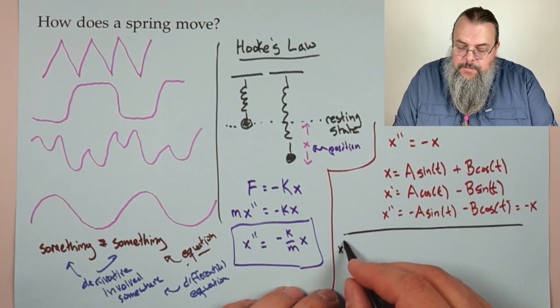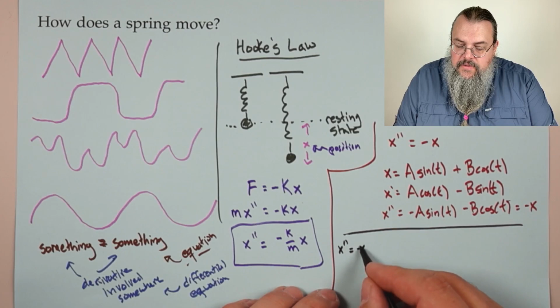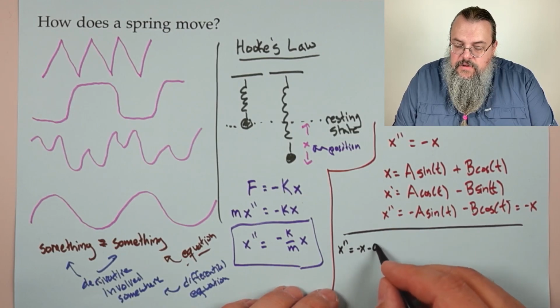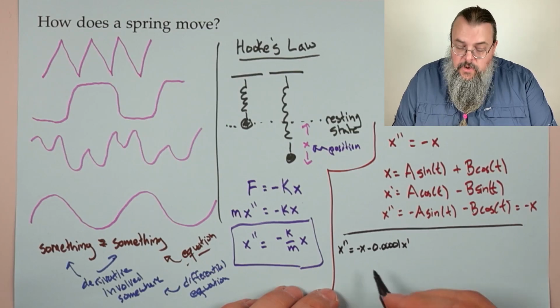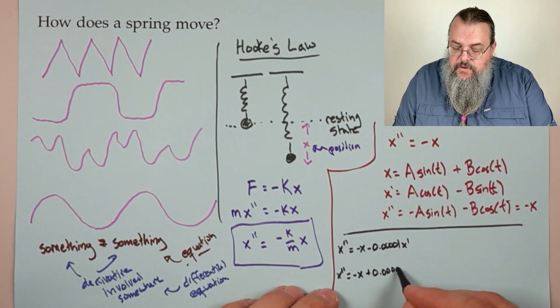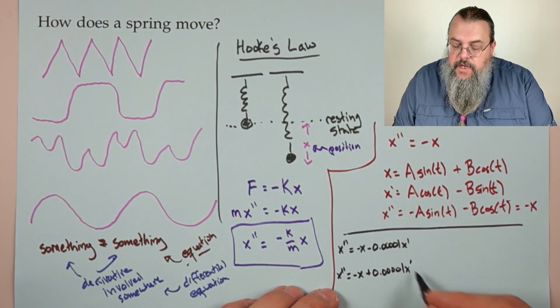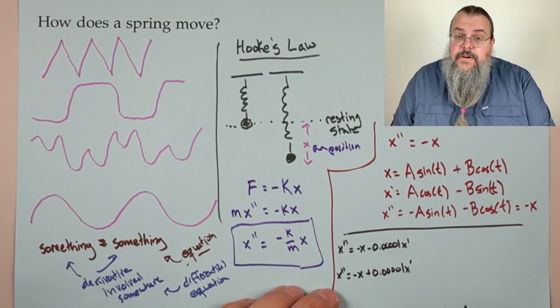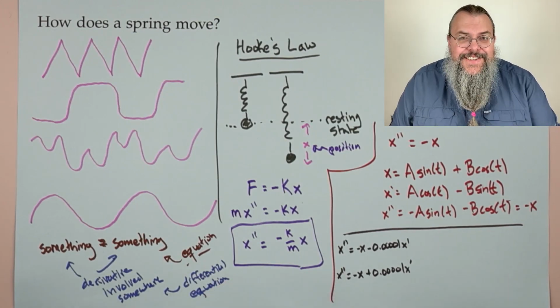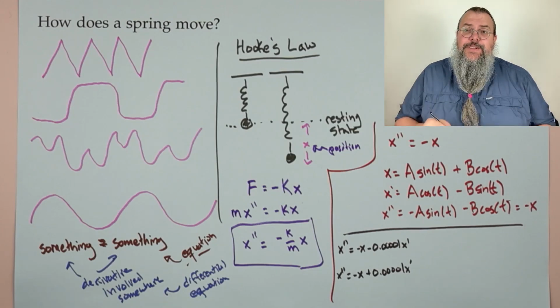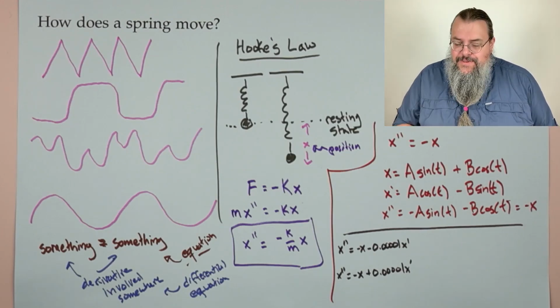Say we said x double prime equals minus x minus 0.00001 x prime. Or we had x double prime equals minus x plus 0.0001 x prime. Now, what happens? Not so clear, is it? But we'll be able to answer this kind of question in the not too distant future.